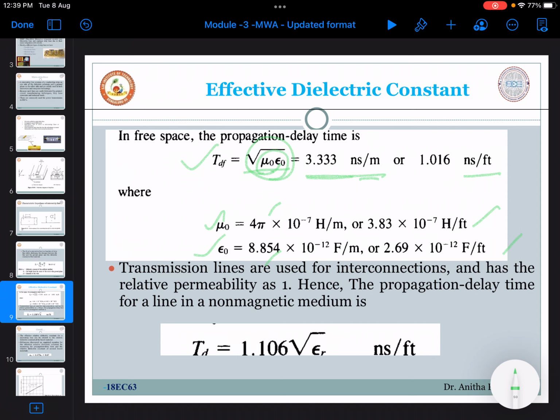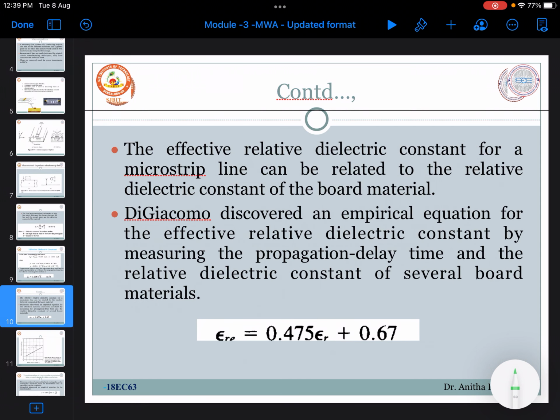So if, instead of free space, I replace it with a non-magnetic medium with a relative permeability of 1 and permittivity of epsilon r, then it should be multiplied by 1.106 into square root of epsilon r. That means the epsilon r value is to be multiplied.